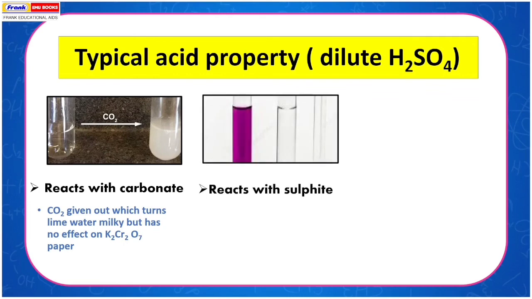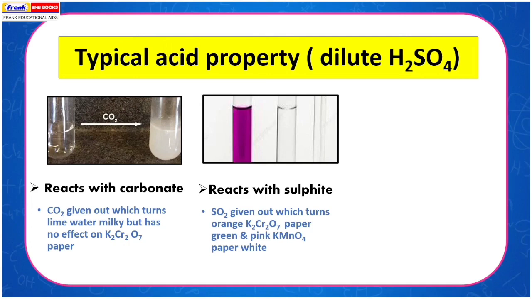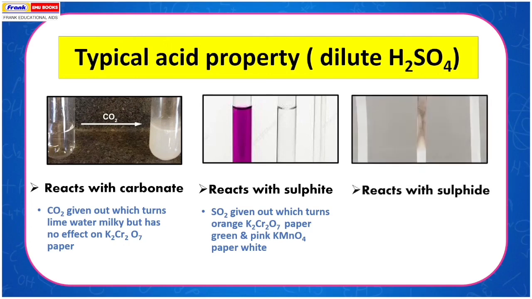Reacts with sulfite, SO2 given out which turns orange K2Cr2O7 paper green and pink KMnO4 paper white. Reacts with sulfide, H2S given out which turns lead acetate paper black.